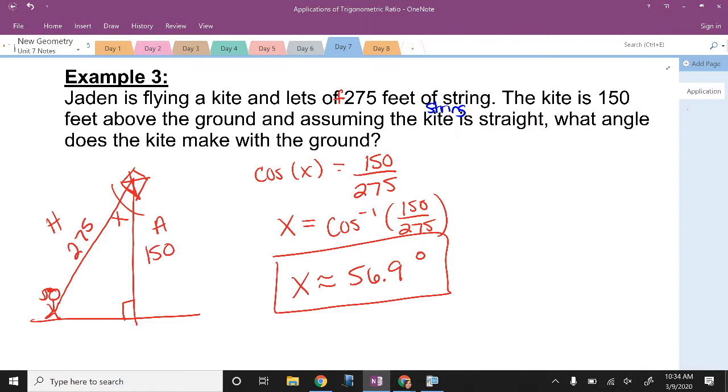You try example 4. Okay, can we use (0, 0) as a test point here? Yes, we can.